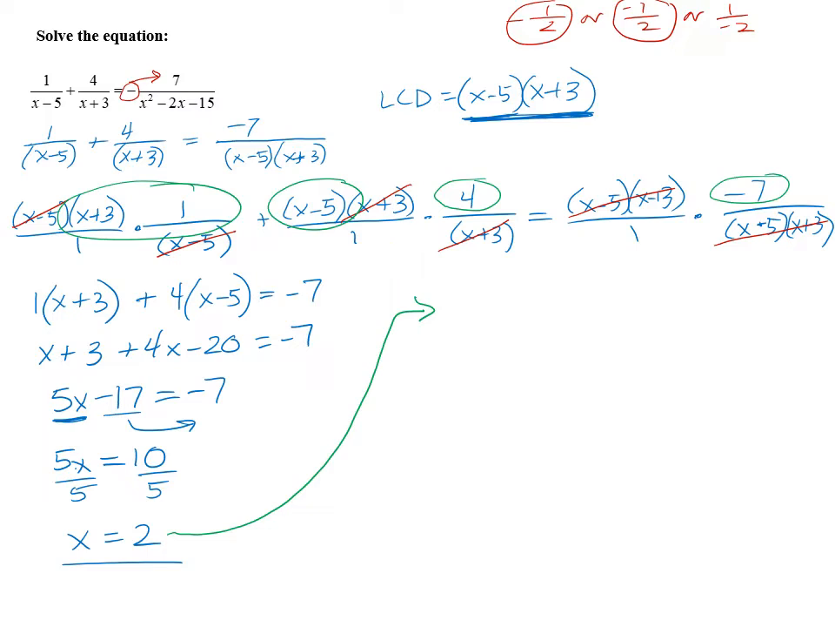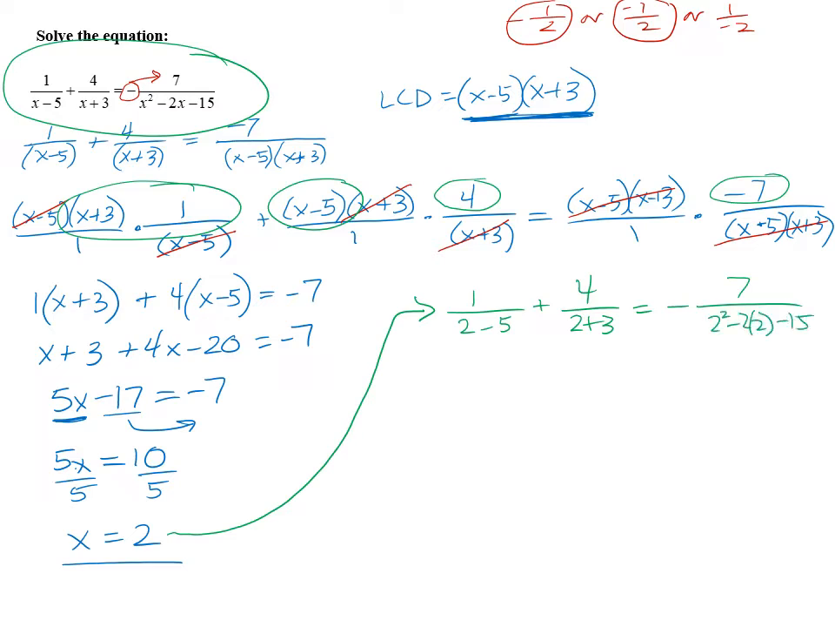All right, so to check this, I need to go back to the original equation. So I'm going to plug the 2 in for x. 1 over 2 minus 5 plus 4 over x, whoops, need to put the 2 in for x. Let's try that again. 4 over 2 plus 3. Is that equal to negative 7 over 2 squared minus 2 times 2 minus 15? Once again, you could use your calculator to simplify these. I'm going to practice the fractions myself.